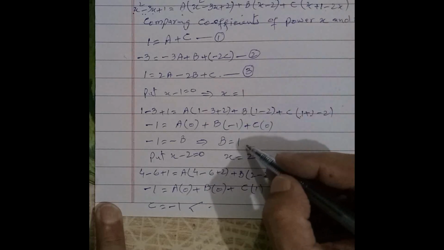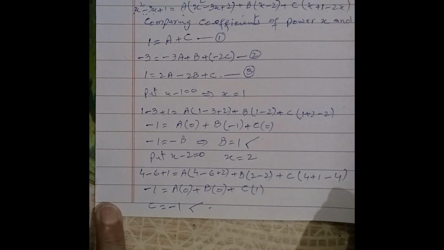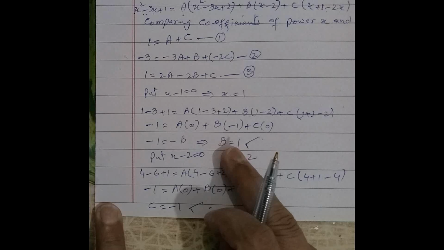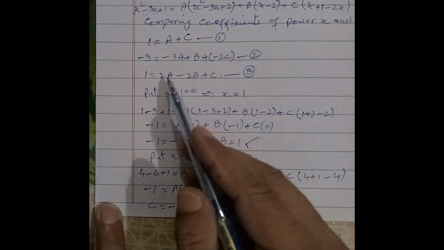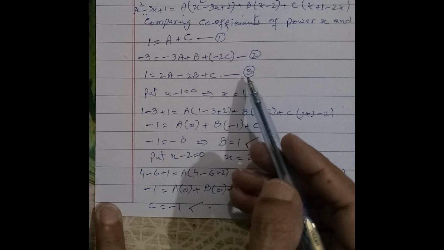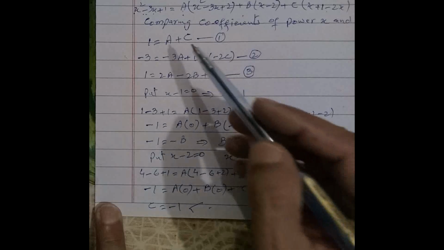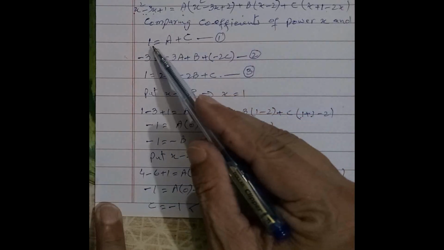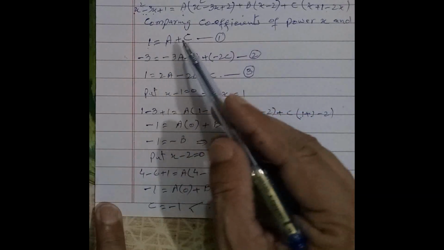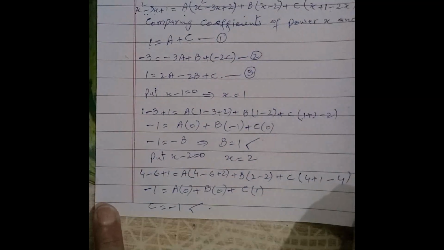The value of b is 1 and c is minus 1, and we put the value of b and c in equation 3 to get 1. Or we put the value of only c in a, and a plus c is equal to 1, which is equation 1, to get the value of a.